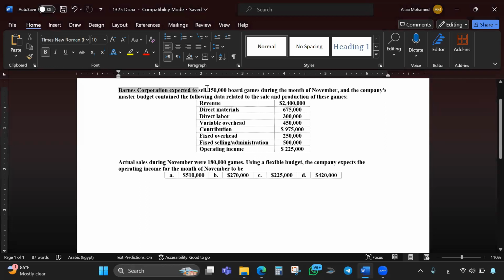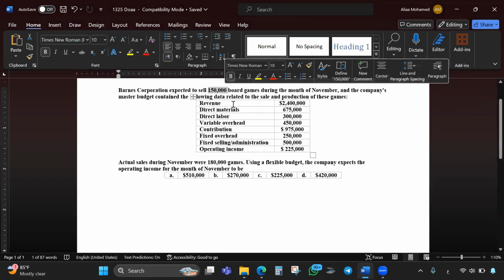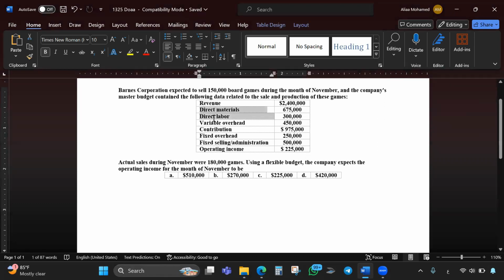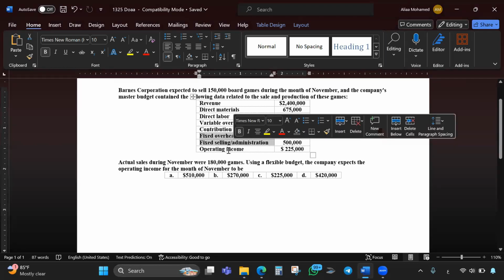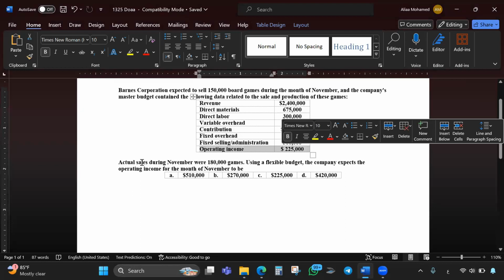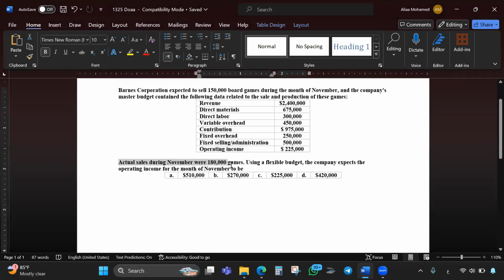Barnes Corporation expected to sell 150,000 board games, 150,000 units during the month of November, and the company's master budget contains the following data related to the sale and production of these games. He gave me the revenues and a lot of costs, and then he gave me the contribution margin, of course, then the fixed costs, then the operating income. Actual sales during November were 180,000.